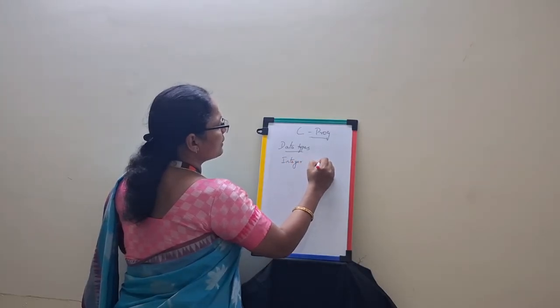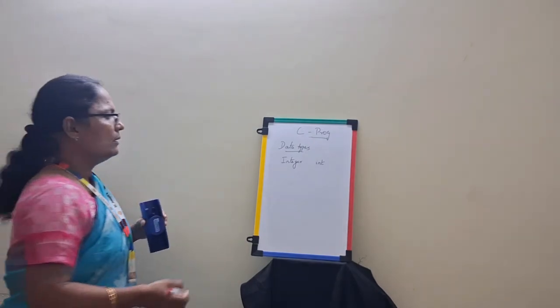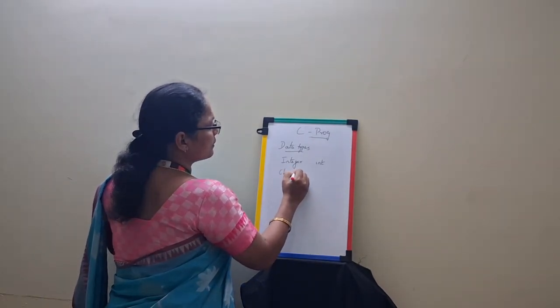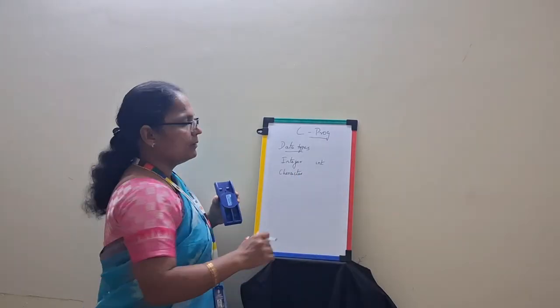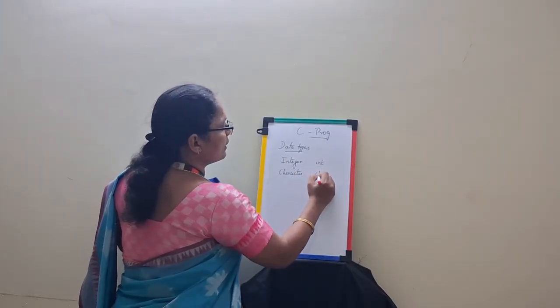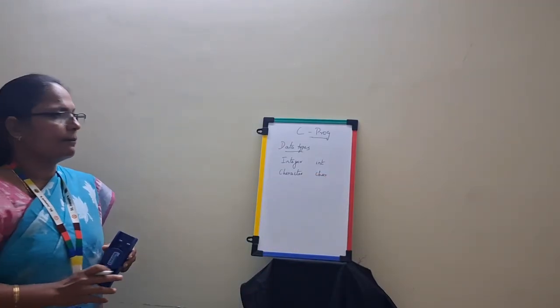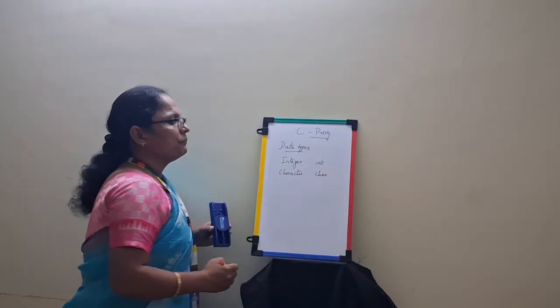Integer can be represented as int, right? Then we have character. I'm going to give only the basic data types, not moving into the details. These basic data types are enough to write simple programs. Maximum programs you can write with these data types.